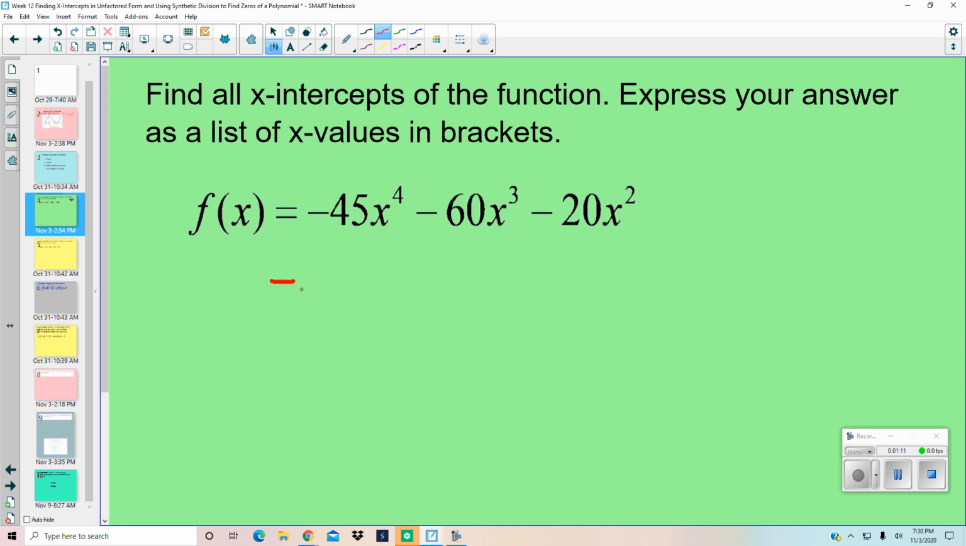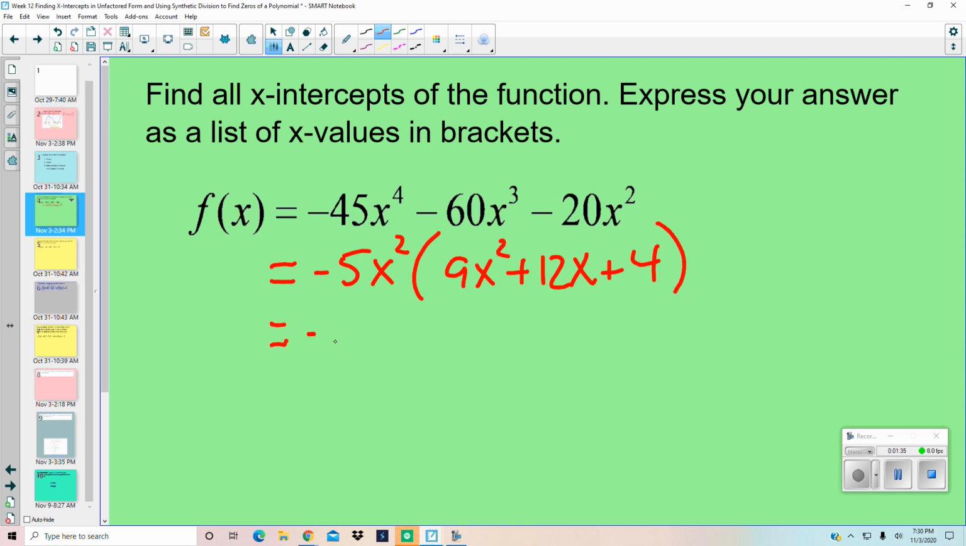So when I look at each of these terms, I can see that I could take out a -5 from each term, and I could take out an x squared from each term. So when I do that, I get 9x squared plus 12x minus 4. Plus 4, actually.